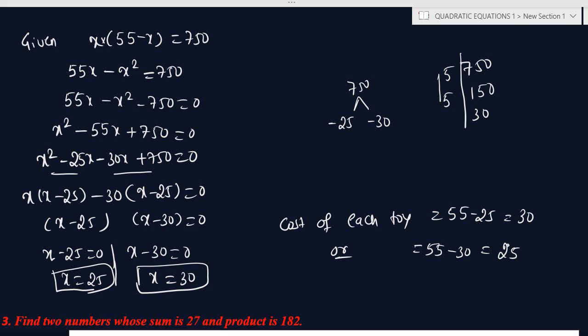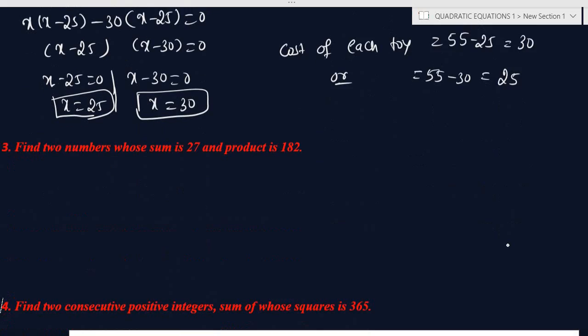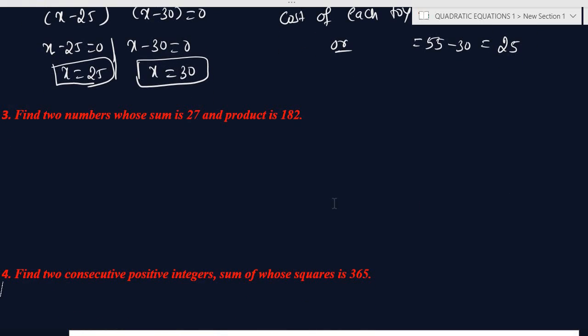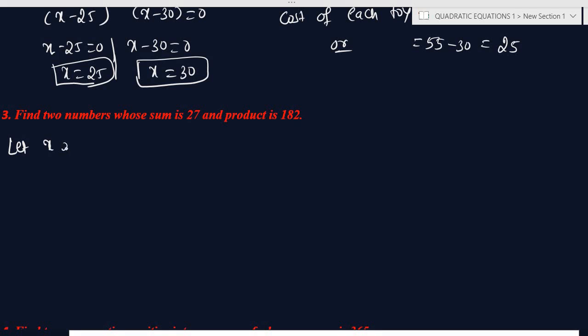Find the two numbers whose sum is 27 and product is 182. Let x and y be the two numbers. What is given in the problem: x plus y is equal to 27, and x into y is equal to 182.